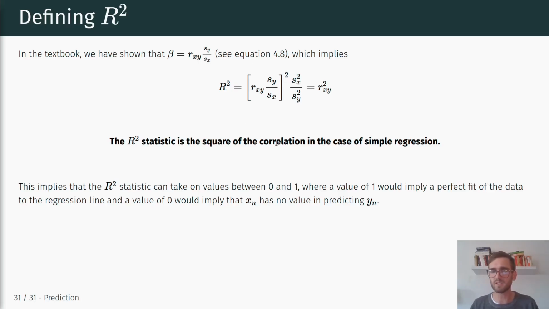I hope this gives you a little bit of a deeper understanding of R squared and model fit in the context of the linear regression framework.